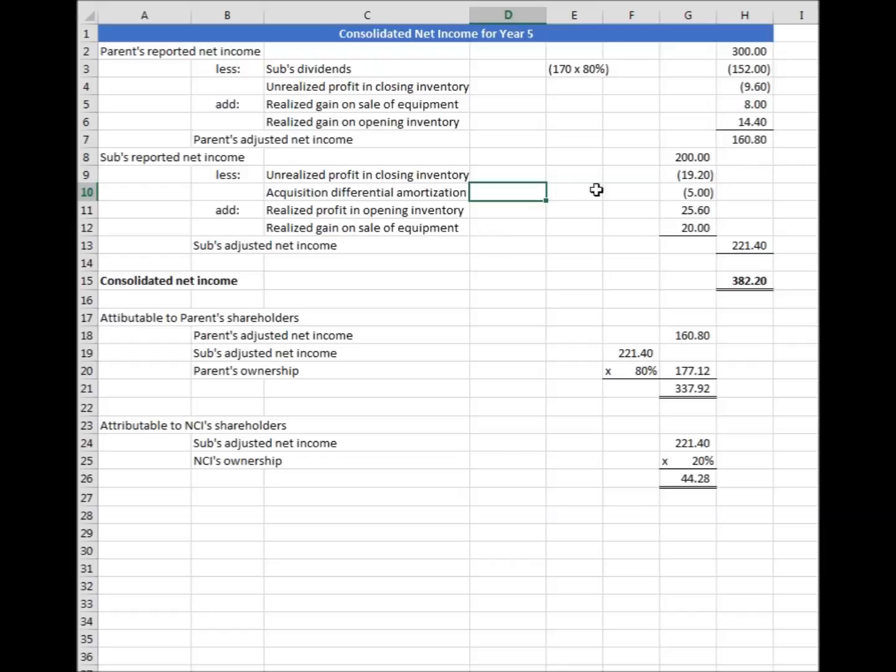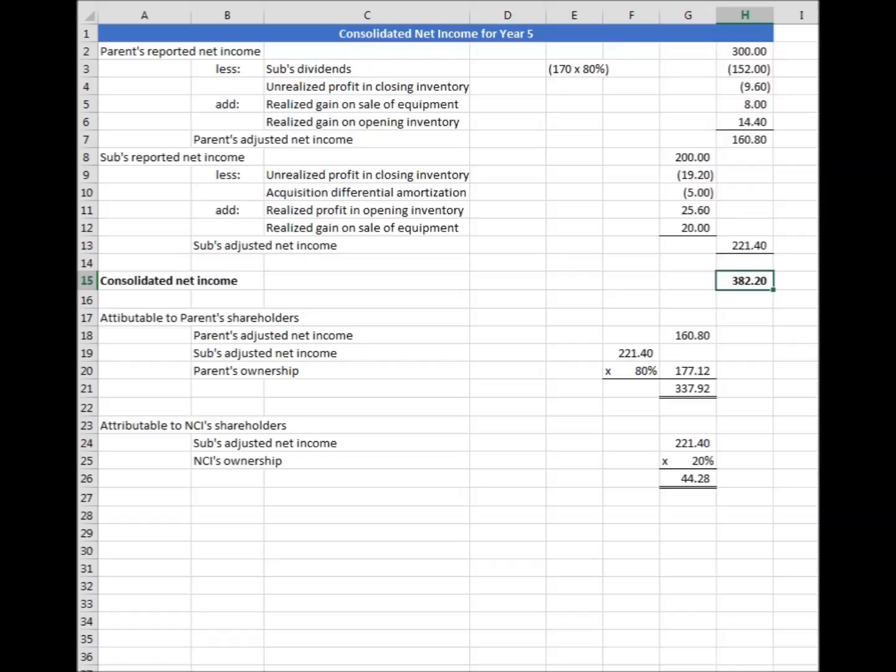And just a note here, make sure you use the correct one, so you label whether it's an upstream or a downstream transaction and which one you're actually using. It's quite easy to get confused between this opening inventory and this opening inventory, or this realized gain and this realized gain. So just make it clear for yourself. And then we'll come up with the sub's adjusted net income over here.